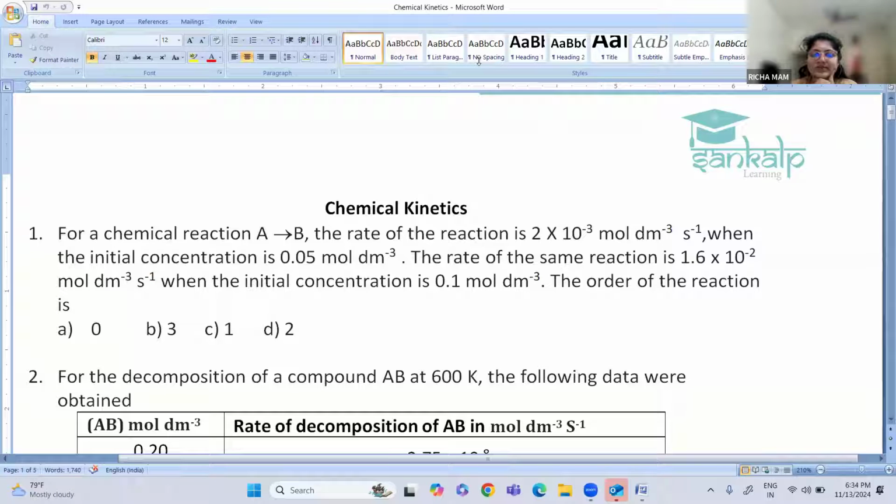Already we have discussed all the theory part in our ACE classes. The students who have not watched those videos can watch them. There we have explained in detail the various concepts of chemical kinetics, various definitions, order of reaction, molecularity of reaction, rate of reaction. What is unimolecular, bimolecular reaction. So different reactions we have discussed.